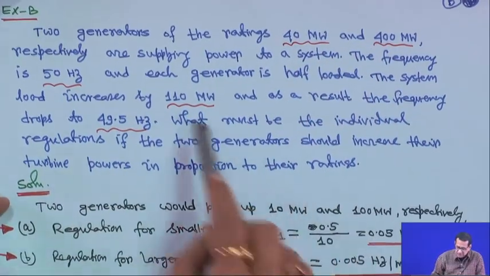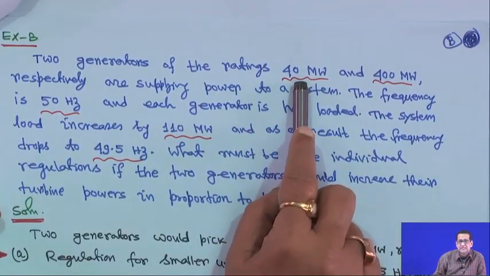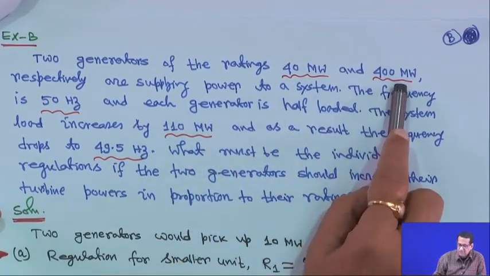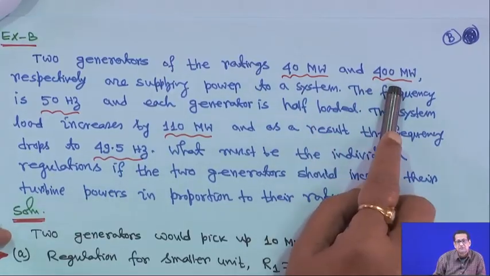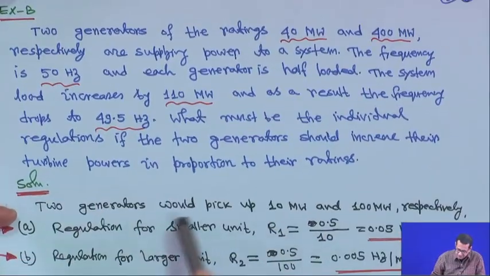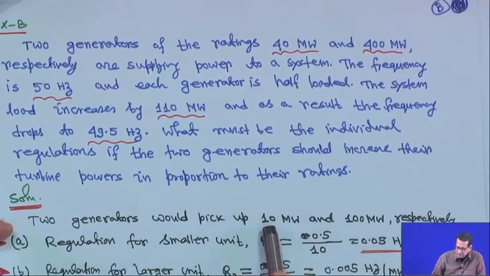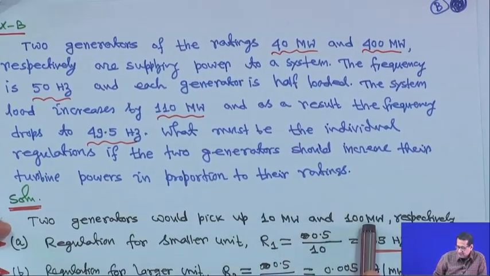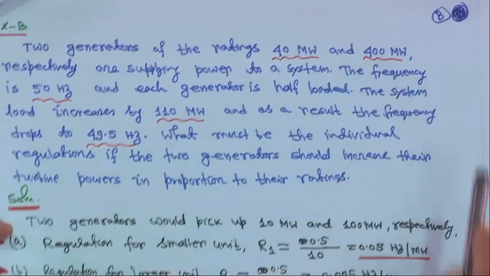So this 110 megawatt can be divided, 10 megawatt will be picked up by this generator and another 100 megawatt will be picked up by this generator. So it is 10 times more, in proportion to the rating. Therefore the two generators will pick up 10 megawatt and 100 megawatt respectively. That means the smaller one will take 10 and the larger one will take 100, 10 times more, just in proportion to the rating.